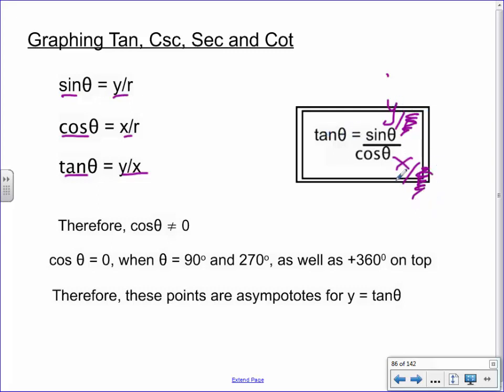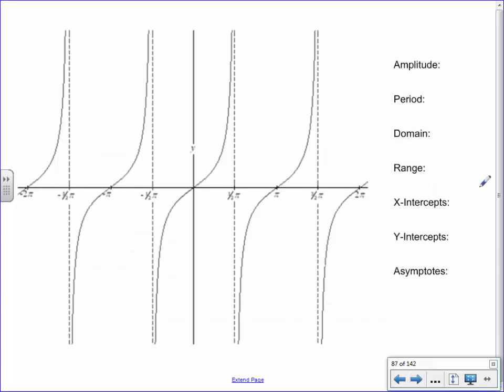tan is equal to y over x. But another way of thinking about it is really what tan is equal to is a sine graph divided by a cosine graph. So I'd like, on the next slide right here, to show you what tan looks like. This is a tangent graph. It's very strange. So I want to explain why this occurs the way it does.